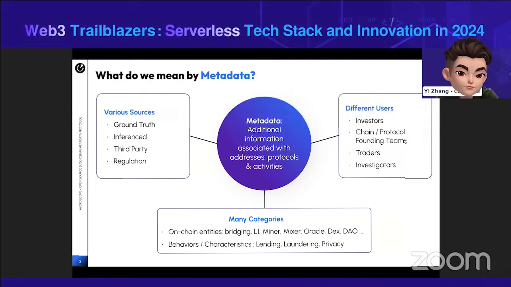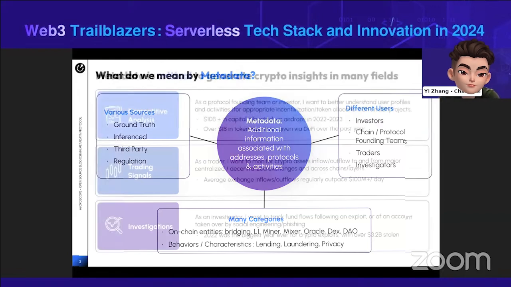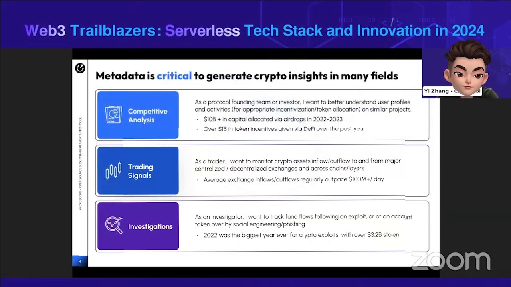Okay. Given that brief introduction, the number of users who need the metadata is large, including investors, traders, and investigators. In the next slides, I will introduce some examples and scenarios in which we will actually use the metadata. Metadata is very critical. In this slide, I introduce just three use cases. Actually, they represent only a subset of all the possible use cases.